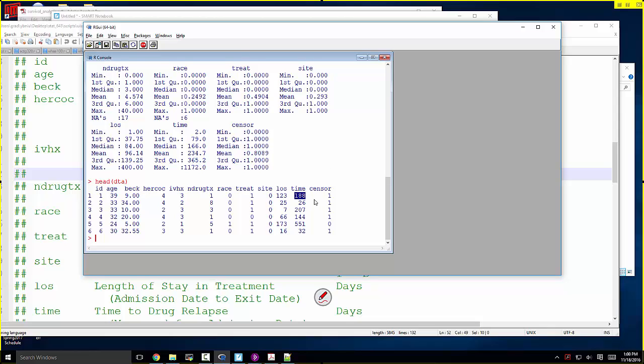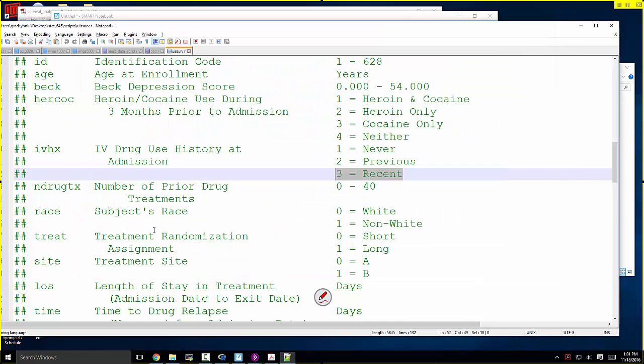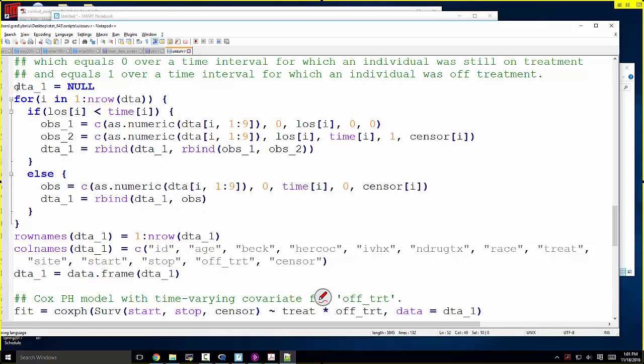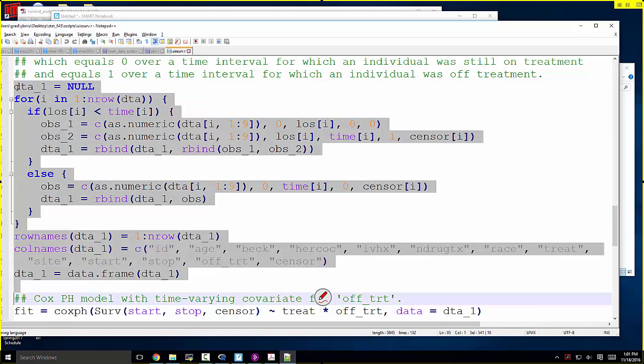And similar things are happening for many of these individuals. Here's another one who was in the long-term treatment routine. They were in the treatment for 25 days, and then they dropped out, and the very next day they relapsed. There's another person who only lasted 7 days in the treatment routine and relapsed after 207. So that's our original data, and now we're going to slightly modify it to make it look like this.